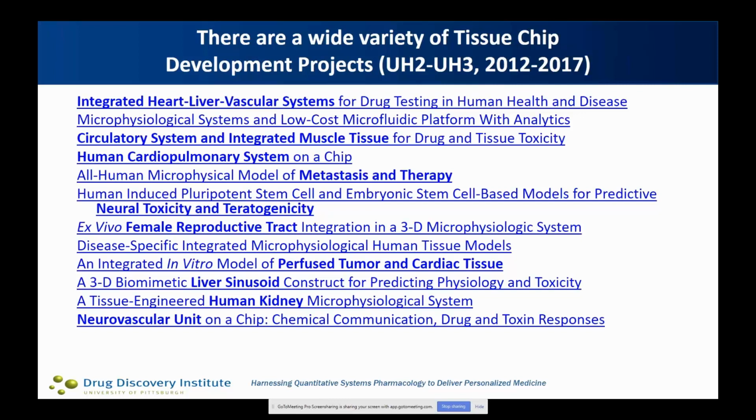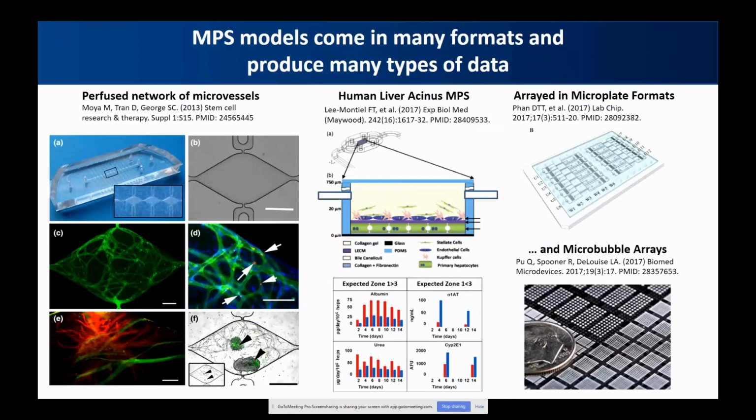The initial program had, I think, 12 groups that were developing models, and there are various organ models. There's kidney, liver, neurovascular, female reproductive. It's really a wide range of types of models that were being developed. And the models took on different forms and generate different kinds of data.